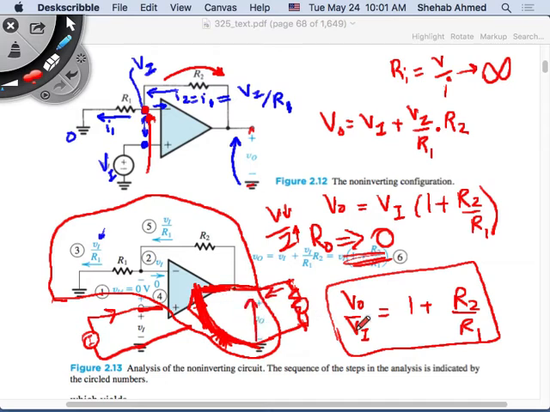So the output voltage will always be governed by R2 over R1 selection. It does not depend on anything else inside the amplifier. So it's a nice circuit.